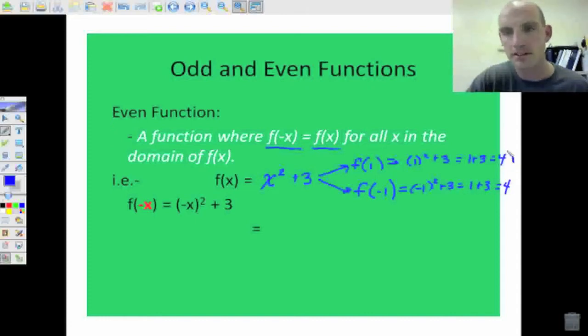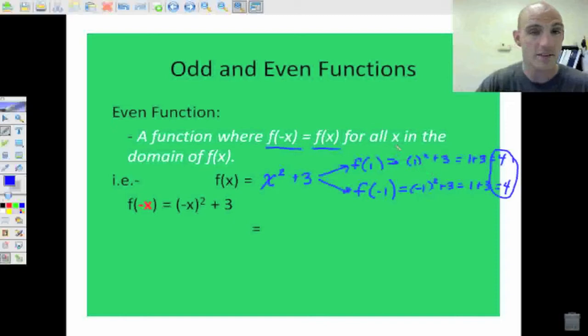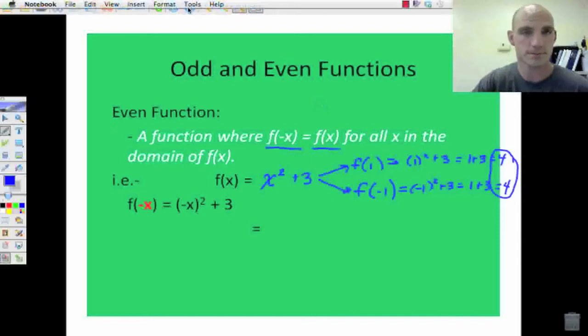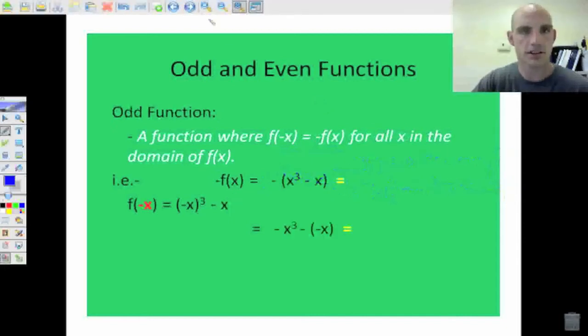It's even because no matter what you put in, if you put in the opposite of that number, it's going to be the same. And so we've got f of negative 1 is equal to f of 1. Okay, so that's what this means. So f of negative x and f of x are the same, as we witnessed here. So that's an even function. So things with squares and to the fourth power are going to be even things. Okay, so let's look at this.